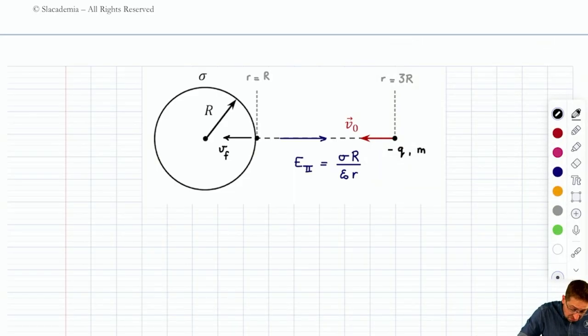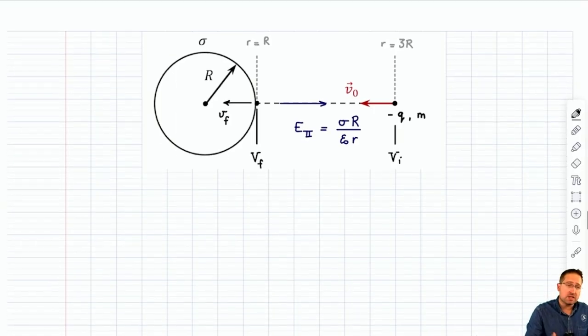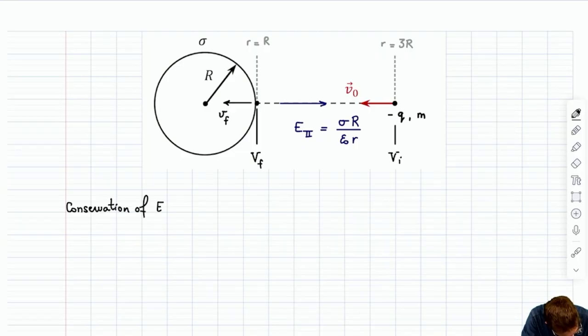And then probably we're going to need the electric potential, right, here. So that's going to be V initial, and here it's going to be V final. Right? I don't know what it is, but if I can compute the difference because I know E, then I should be in good shape, right? So let's start with conservation of energy. And then we'll see that what we need to do is find V final minus V initial.